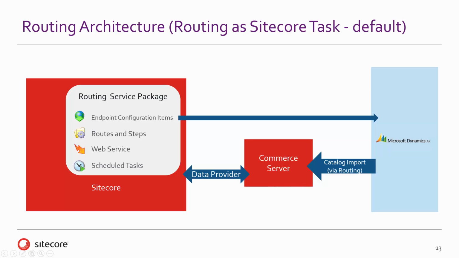Next, after that, you install the routing framework package that's specific to Dynamics AX, and that will install a number of the code, routes and steps that are particular to the transformation of the data coming out of AX into the data that we need for Commerce Server. And so that's what we're going to install now, those two packages, and configure that within Sitecore to talk to Dynamics AX.